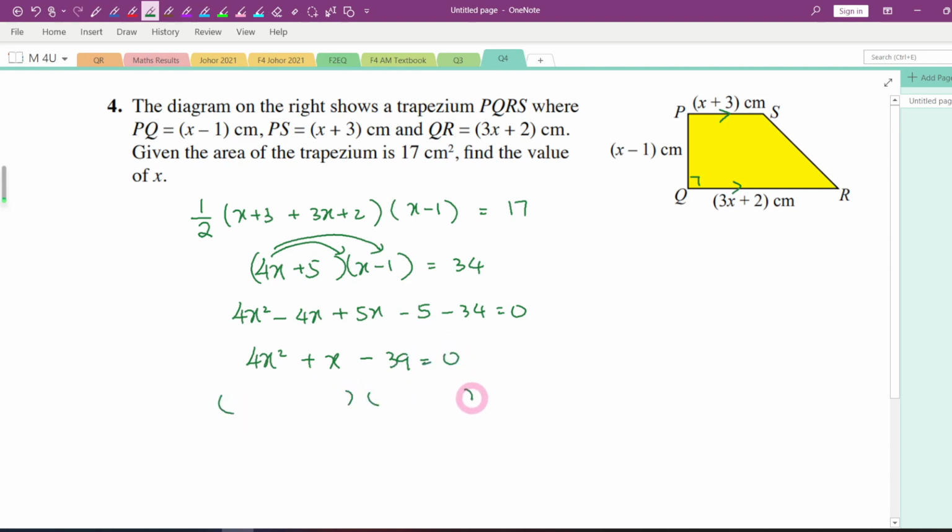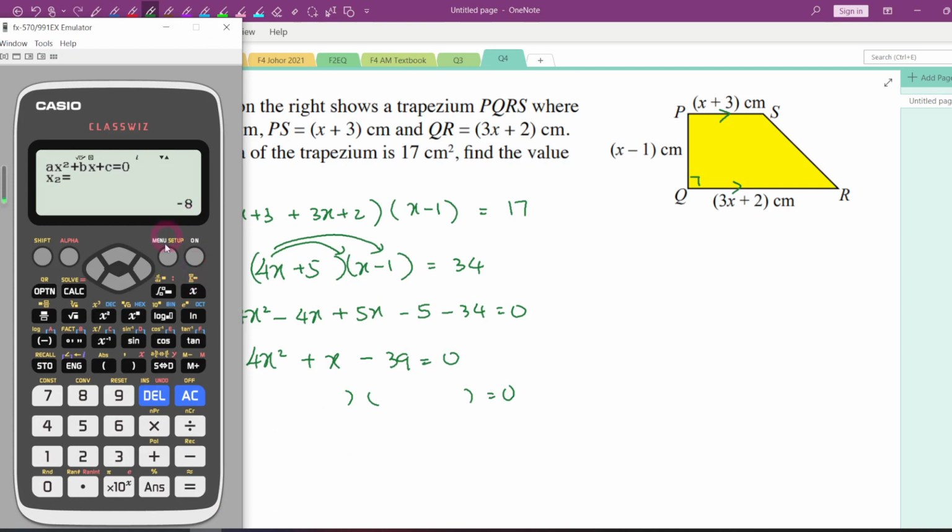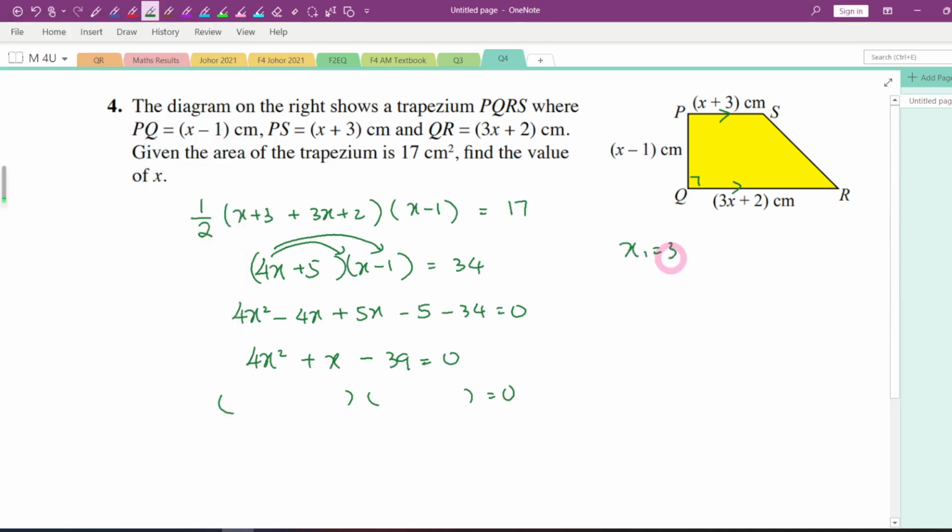Okay, so this one, the number is slightly bigger, so it will be harder for you to do the factorization. You actually can use a calculator to help you to do the factorization. Okay, now key in 4. Positive 1, you don't have to key in positive, you just key in 1. But negative, you have to key in negative 39. Okay, press equal. You get 3. Remember this number, x1 is equal to 3, and x2 is equal to negative 13 over 4.